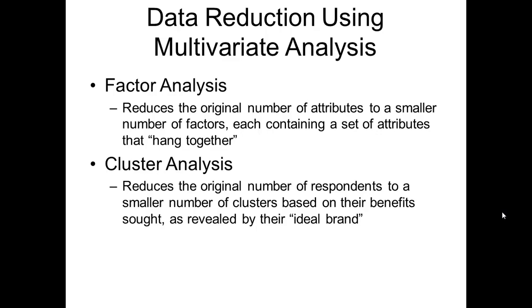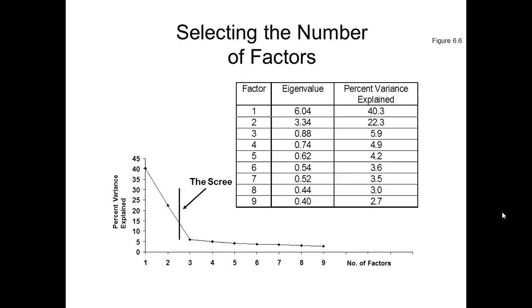Okay, data reduction using multivariate analysis. So what does this mean? There's 2 different sections of this: a factor analysis and a cluster analysis. One is based on the factors, and it reduces the original number of attributes to a smaller number of factors, so it can be manageable. So they're trying to reduce all of this information and data that they're getting and organize it in a way that you can interpret it. Cluster analysis reduces the original number of respondents to a smaller number of clusters based on their benefits sought, as revealed in the ideal brand. And this is in the book too to get more information.